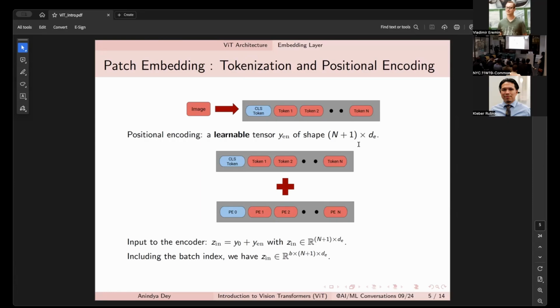So now, if you also include a batch index, because usually we'll have some sort of a batch index, so now I've put it there. So it's a 3D index with the first index being batch, the second one being the token index, and the third one being the feature index. Okay, and this is the tensor that will feed into the transformer encoder. Let me pause here for a second and see if there are questions.